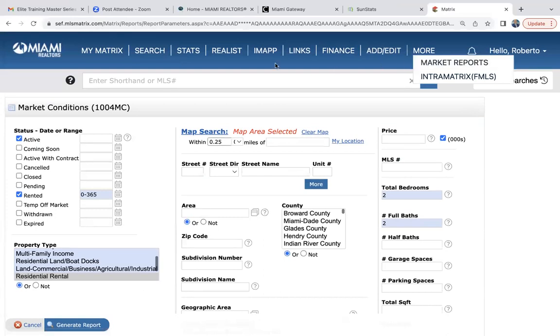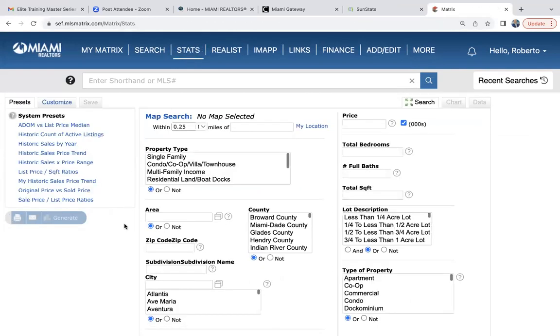Now, we're going to run more stats. This time, we're going to go here to where it says stats next to search, and we're going to click on stats. This section of Matrix allows you to break down your reports even further, maybe even create your own custom searches. So on the left, you have what's called presets. These are automated searches already created by the MLS for you. All you need to do is enter the criteria. You can always customize and make your own searches.